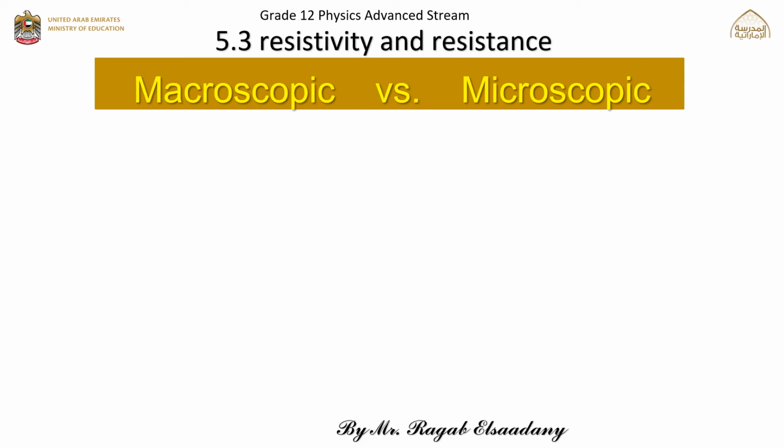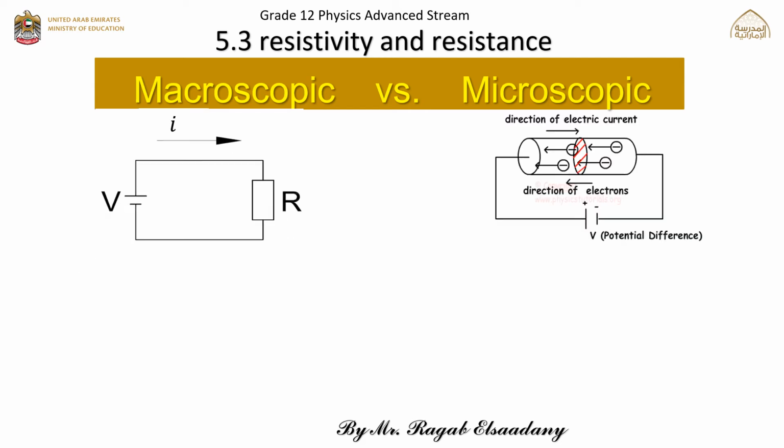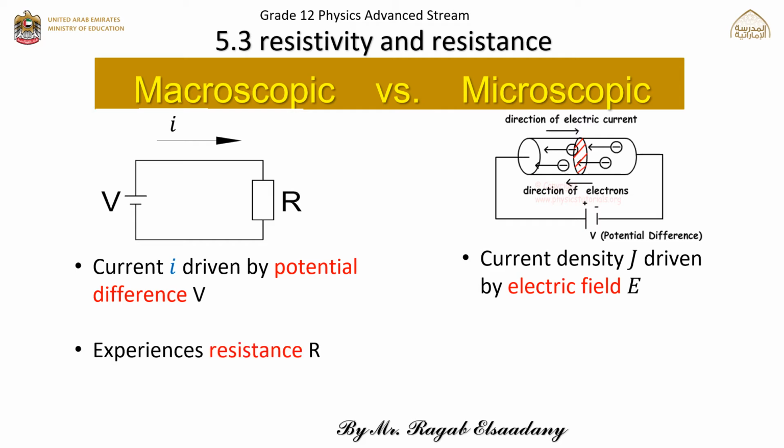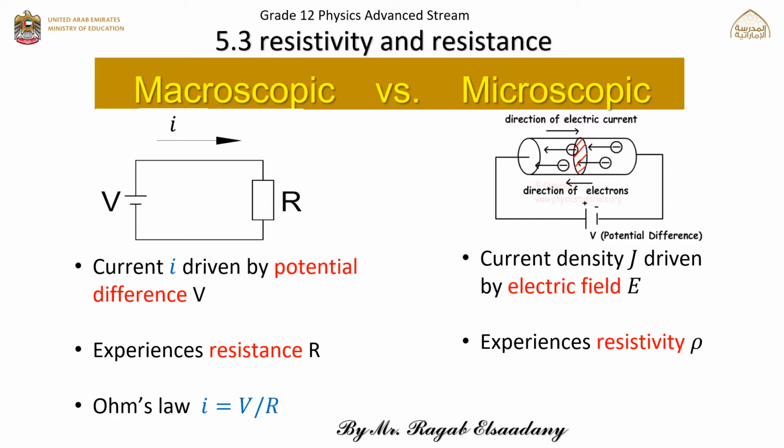Macroscopic versus microscopic. Current I is driven by potential difference. Current density J is driven by electric field E. Current experiences resistance R. Current density experiences resistivity ρ. In macroscopic Ohm's law, I equals V over R. But in microscopic Ohm's law, J equals E over ρ.